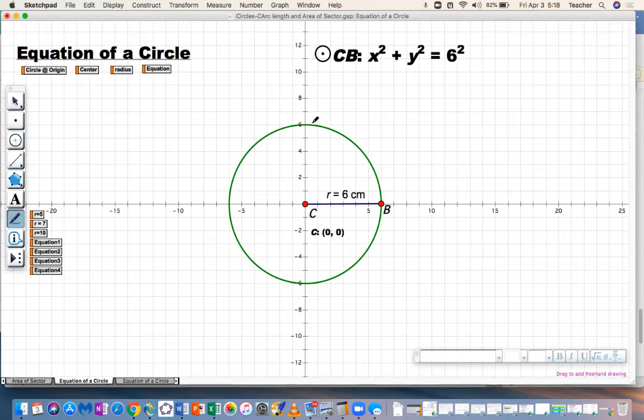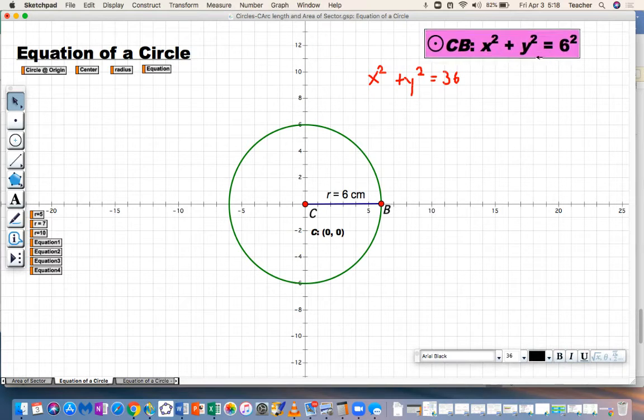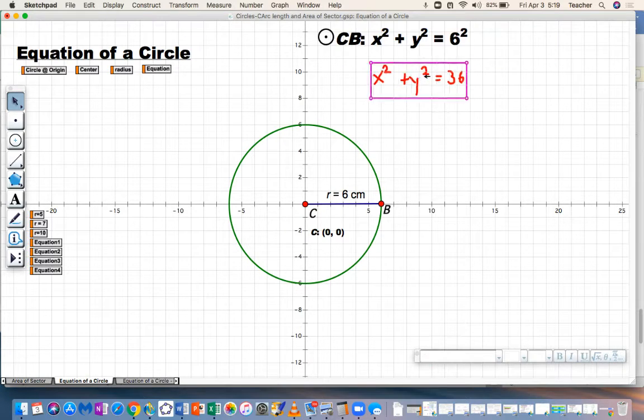So I'm not going to see this on a test or any other thing. I'm going to see, instead of 6 squared, what 6 squared actually is. So 6 squared is 36. So if it asks me what is the equation of the circle, do not put 6 squared, square that out and put 36.